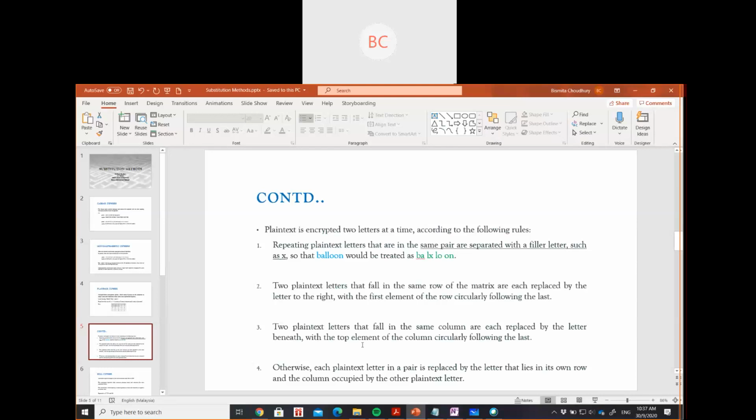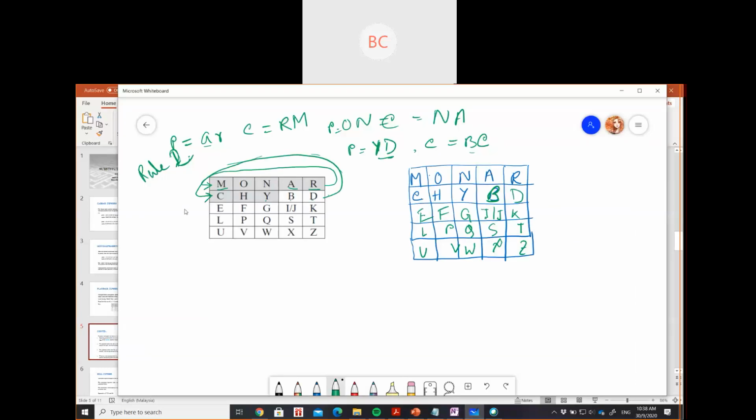So if you consider it as a row, you will take the letter on the right side of that row, and if you consider it as a column, then you will replace the letter column wise. That means it will be the letter beneath. Okay, let's see the example again.